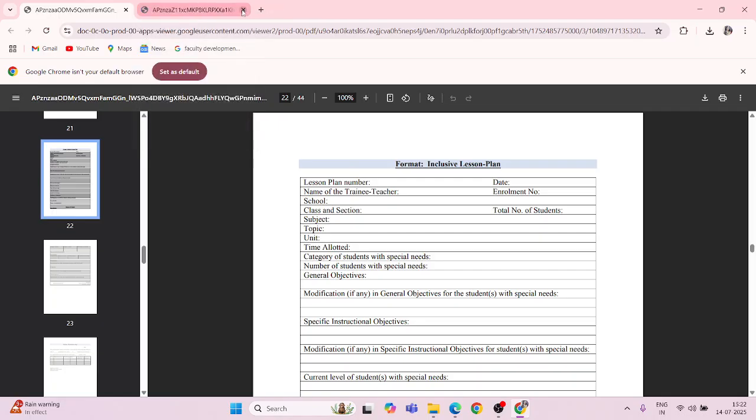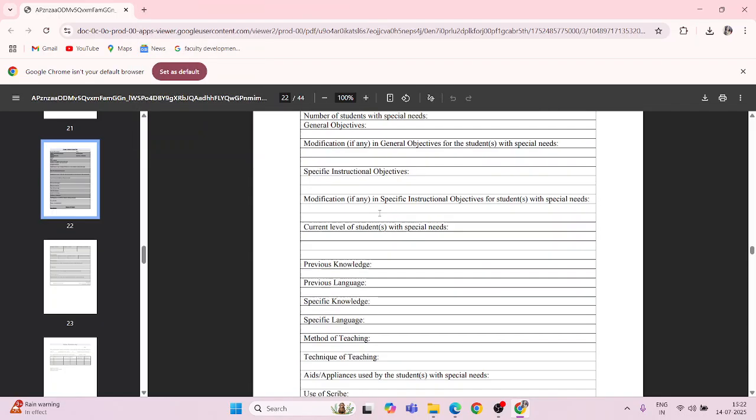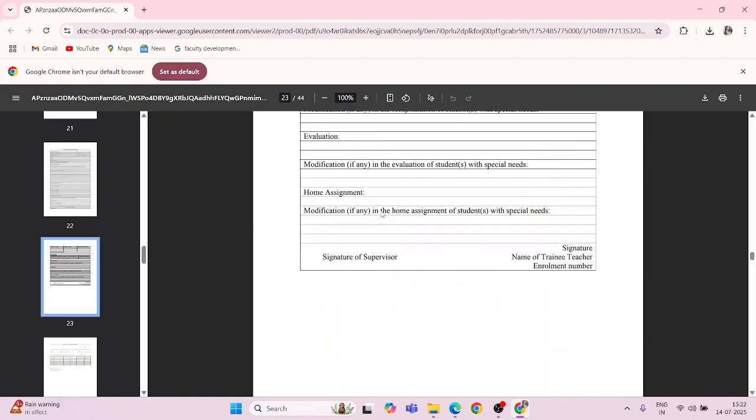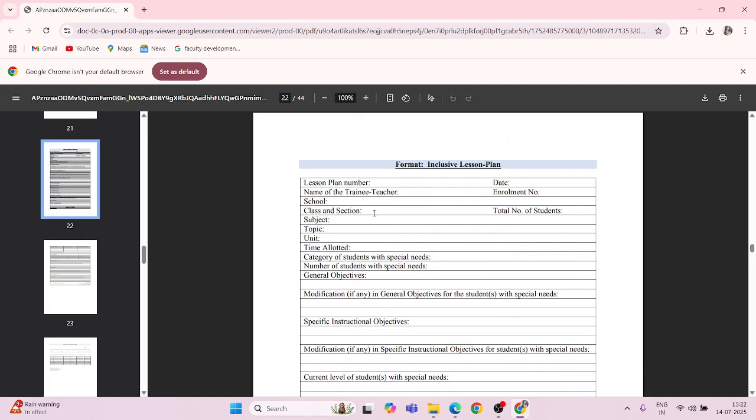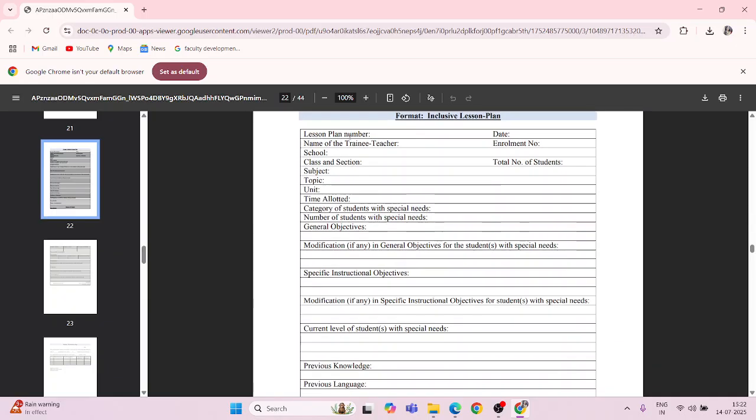So this is more or less the overall structure of the lesson plan that you have to prepare. I'll give you some examples also through which you can understand how you can implement it in your own subject area. First you have to write down the lesson plan number and the name of the trainee teacher, the school, class section, subject, topic, unit that you're teaching, and the time allotted per period. On the right hand side, you write the date, your enrollment number, and the total number of students in the class.